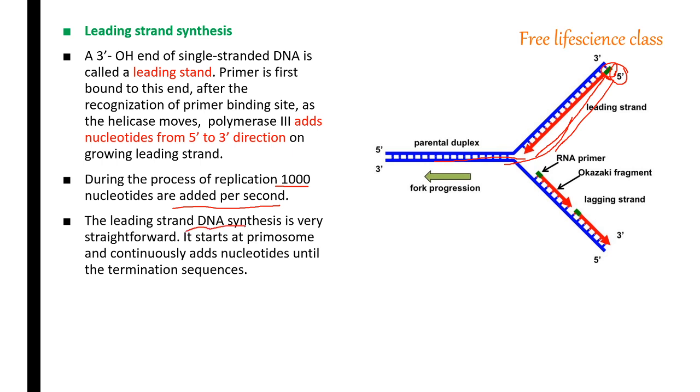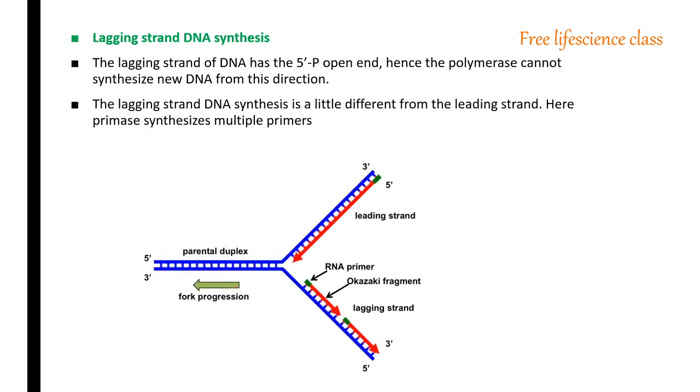This leading strand DNA synthesis is very straightforward. It starts at the primosome and continuously adds nucleotides until the termination sequence is reached. Okay. Next, about lagging strand DNA synthesis. In lagging strand synthesis, it is quite different. That is, the template is in the opposite direction, that is in the 5' to 3' direction. So we cannot start the replication from here because this region is forming the replication fork. There is no replication fork here.